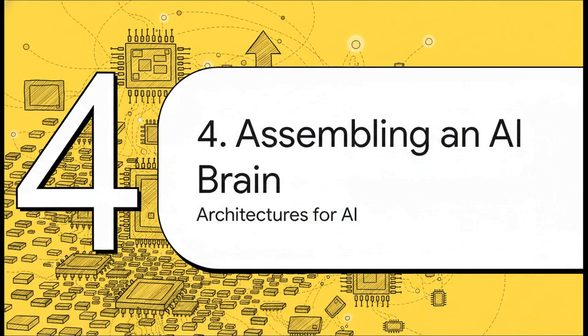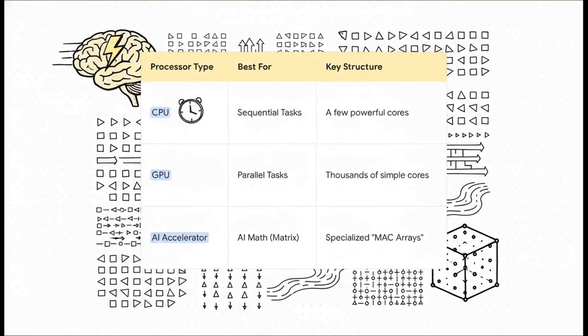So, okay, we have billions of these microscopic switches. But a giant pile of bricks doesn't just become a skyscraper. The real genius is in the architecture. It's all about how we arrange these billions of transistors to create a brain that's specifically designed for artificial intelligence. And this table breaks down the different approaches perfectly.